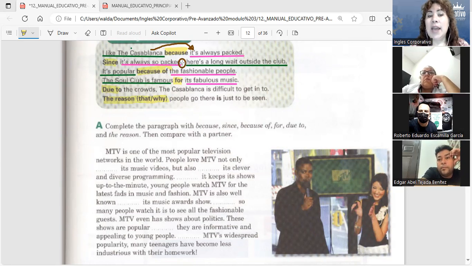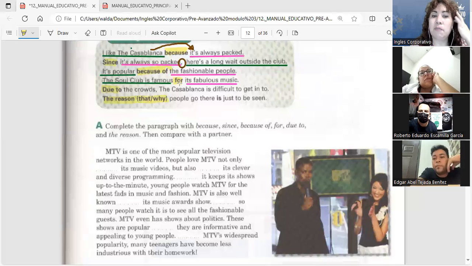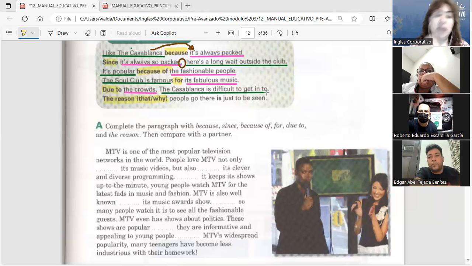Okay. This one, yes, we can say there's a long wait outside the club since it's always so packed. That's possible. But this one, no. Or it's also possible: because of the fashionable people, comma, it's popular. But this one, it's impossible. You can't say for its fabulous music, comma, the Soul Club is famous. That's not possible. We have to put for in the middle. Here, due to the crowds, again, this one is using a noun, okay? And the main idea here is that Casablanca is difficult to get into. It's also possible to say Casablanca is difficult to get into due to the crowds. That's also possible.